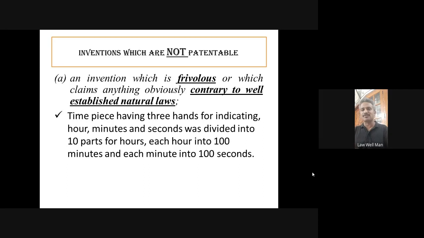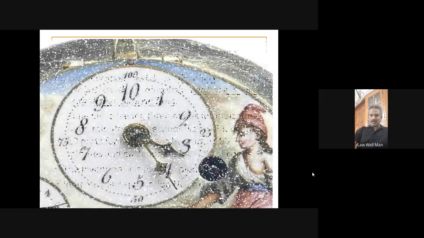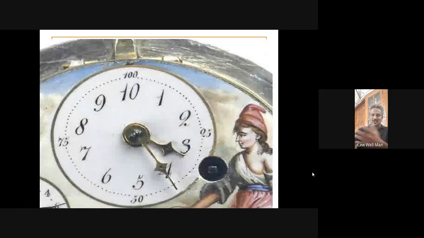This could be one of the examples of an invention which cannot be patented under Section 3E. This was already discussed, so we'll move faster. This is a picture of such a clock, which I got from Google pictures. This will make more sense of what we discussed. Just look at this clock and think of the scheduling of various things, including the Indian Railway timetable and even our college timetable, things like that.